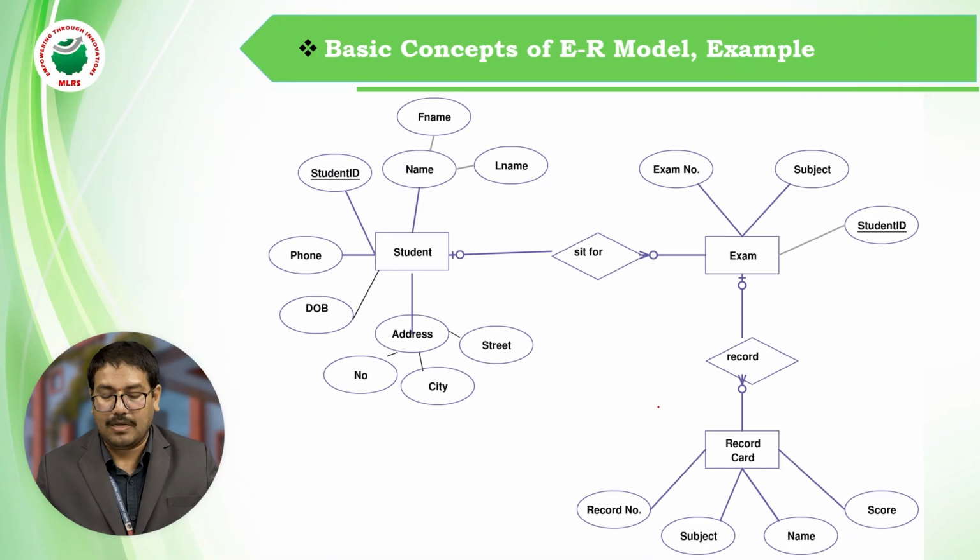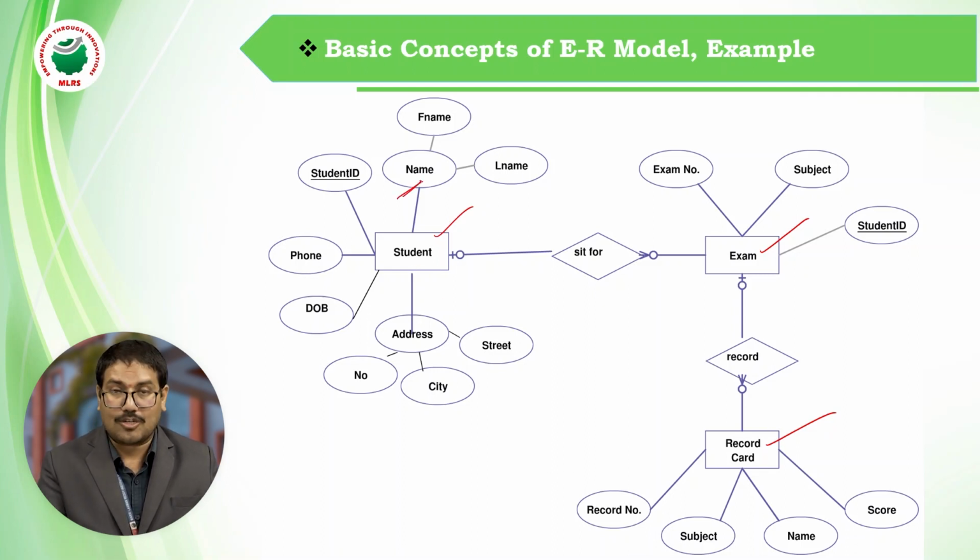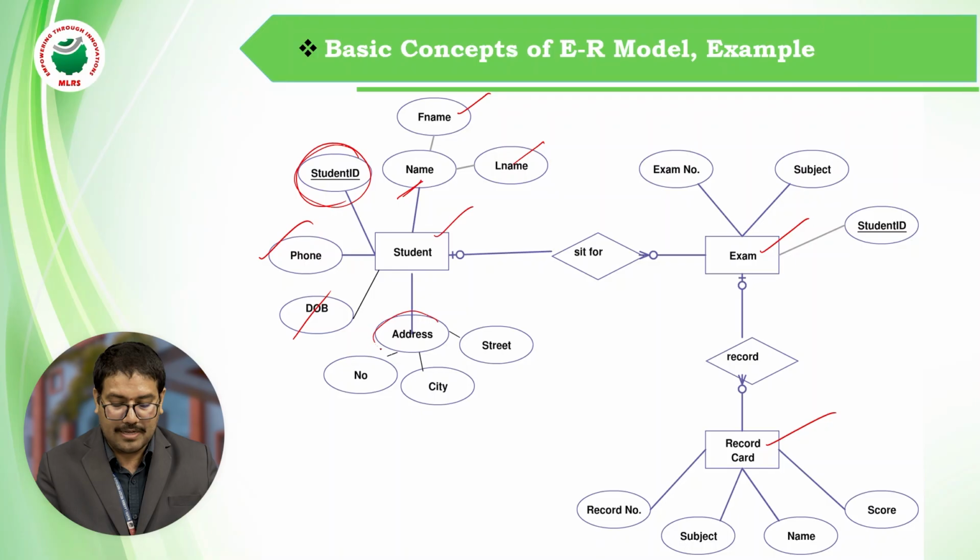See a sample ER model for college administration. The student is an entity, exam is an entity, report card is an entity. The student has a name, which is a composite attribute. First name and last name are the simple attributes. Student ID, underlined, indicates it's a key attribute. Phone number and date of birth are simple attributes. Address is again a composite attribute, which can be divided further into house number, city, street, etc.